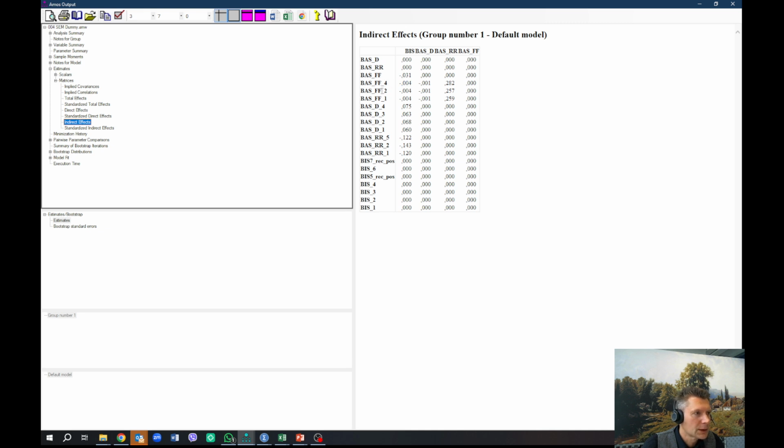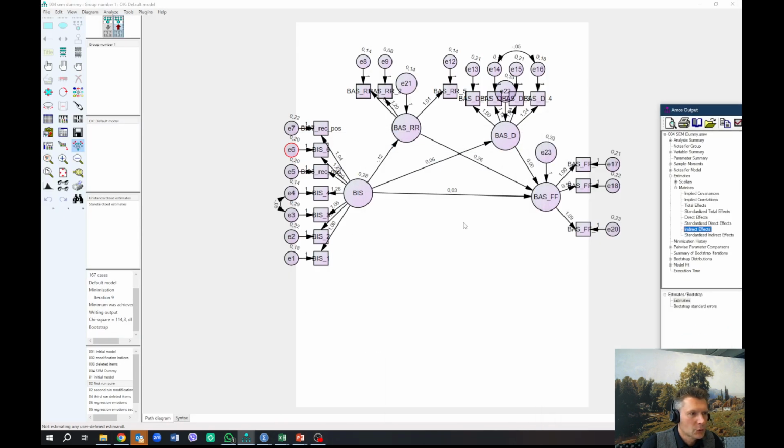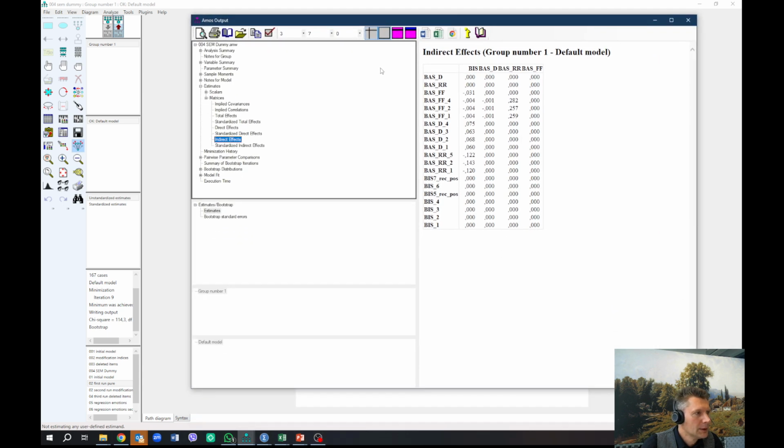BISFF, these are the separate items. We need only these three items. We have one indirect effect. It means BIS and BISFF are indirectly related. Let's see what it is. It means we have not only the direct relationship, but we have also an indirect relationship via one of these paths.